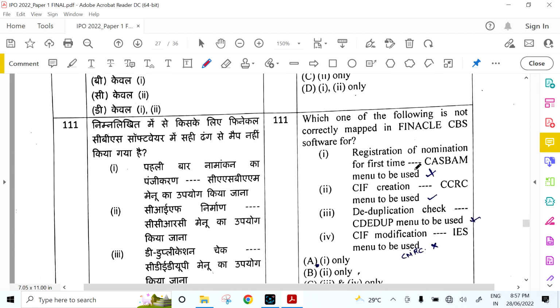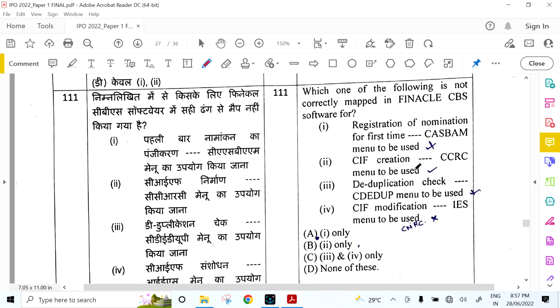Which of the following is not correctly mapped in CBS, Finacle CBS software for registration of nomination for the first time? CAS BAM menu to be used. SIF creation CCRC menu to be used. Deduplication check CDE DUP menu to be used. SIF modification IES menu to be used. Here I don't find any answer here. Maybe no answer for this one.